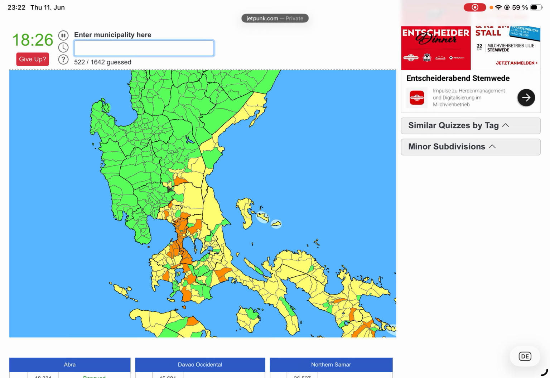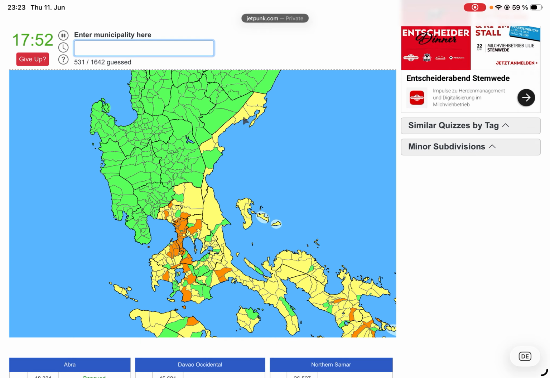So yeah, let's continue here and at the bottom with Cabiao, the component city of Gapan, Peñaranda, Santa Rosa. This should be San Leonardo. We have General Tinio, Gabaldon, and Laur. All right. Then let's pass on to this province right here.